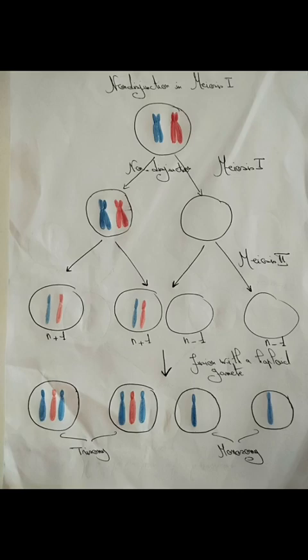After fusion with a normal haploid gamete, all of the cells produced are abnormal for the chromosome. Half of the cells will have 3 copies of this chromosome instead of the normal 2. This condition is called trisomy. The other half of the cells will have only 1 copy of this chromosome. This condition is called monosomy.